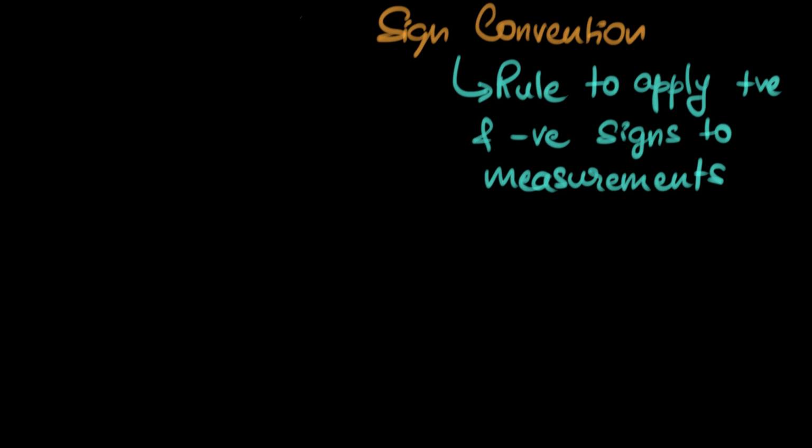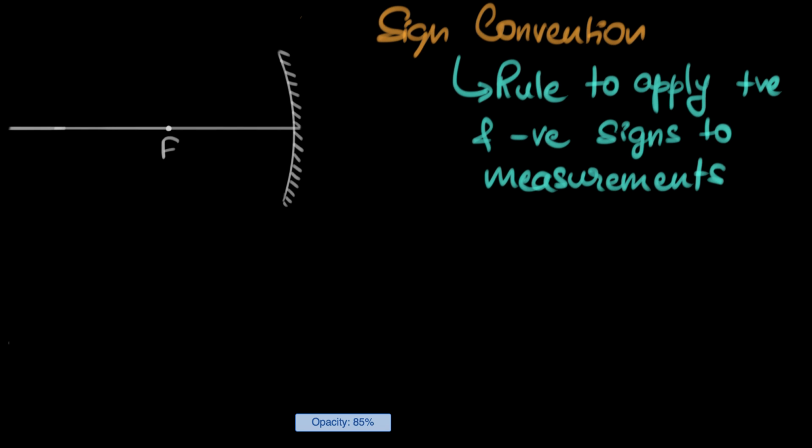And to understand these rules, let's take one example. Let's say we have a concave mirror with us. And by the way, this is called a concave mirror because the reflecting side is forming a cave. So what are the rules now? Rule number one is that all the distances are measured from the pole. Recall what the pole is? The pole is the center of this mirror.